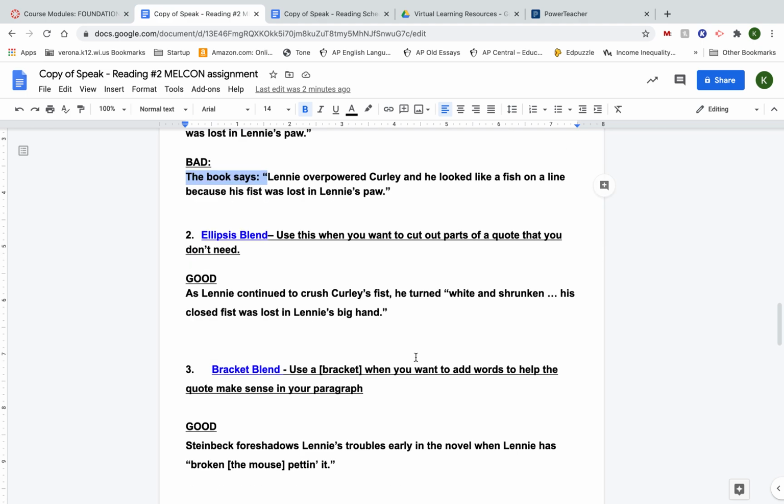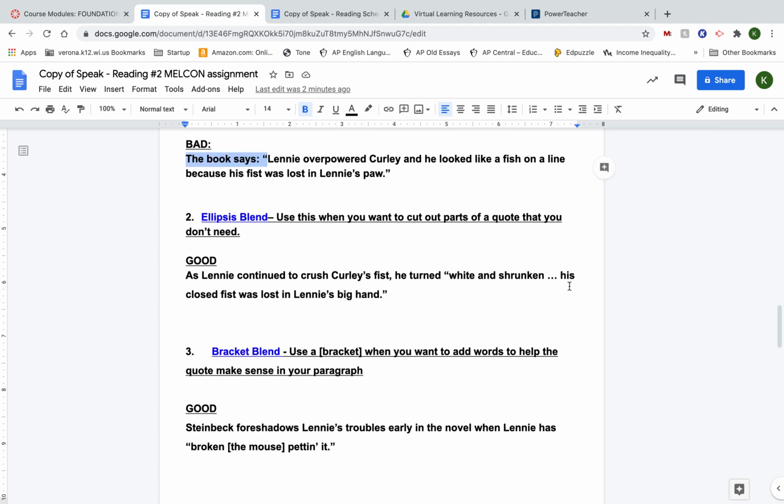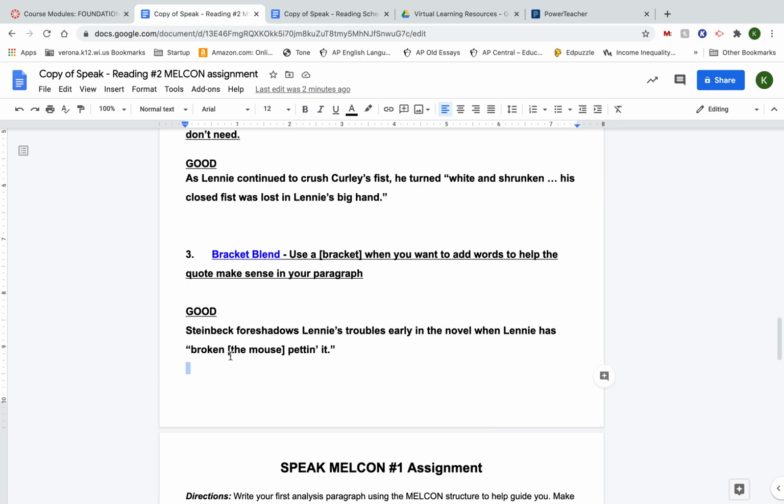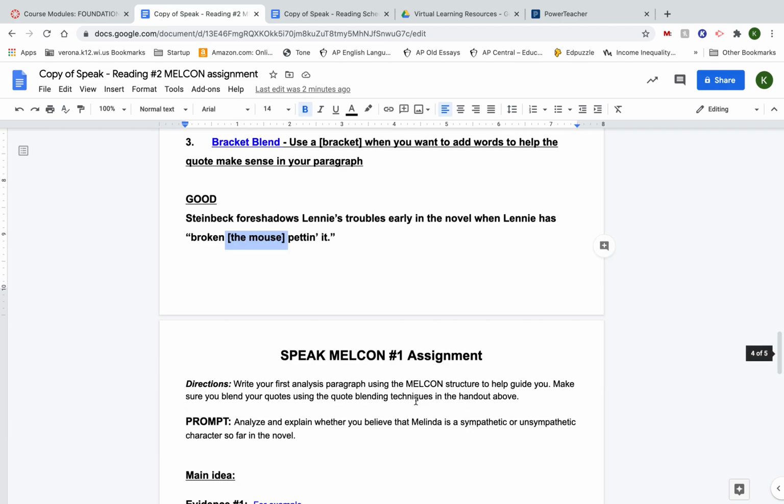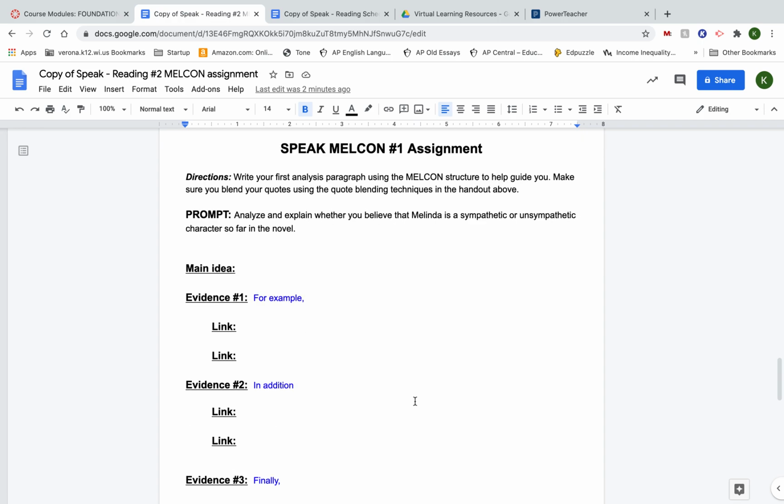There are two other types of blends. This is an ellipsis blend, where the three dots, or an ellipsis, represent something that is cut out. This is a bracket blend, where you have to replace a word to make the quote make more sense. And your assignment is to put together this Melcon assignment.